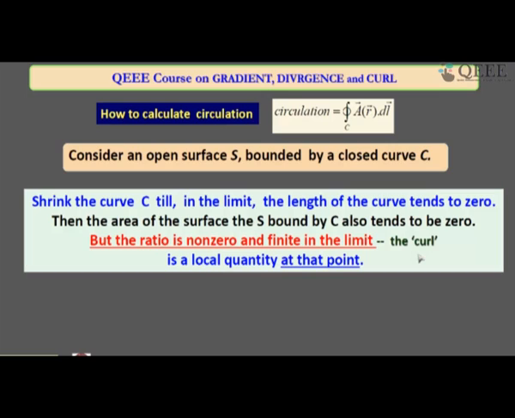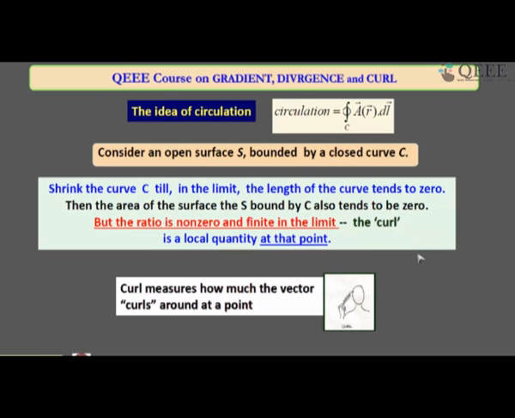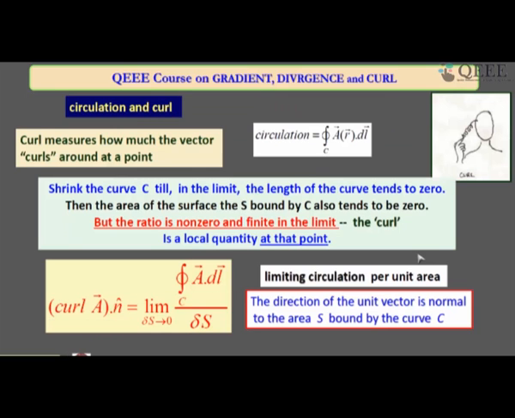Here the relation is between circulation and curl. We consider circulation over a curve and shrink the curve till we come to the limit. And geometrically it tells you to what extent a vector curls around a point. This will be clear when we look at the examples later.